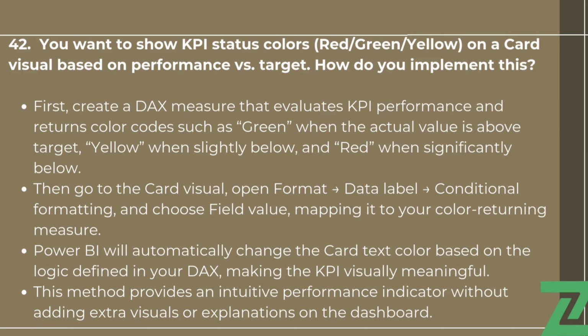Next, select the card visual and open the Format pane. Go to Data Label, choose Conditional Formatting, and select Field Value. Then map it to the measure that returns the colors. Power BI will now change the card text color automatically based on the logic in the DAX measure. This creates a clear and meaningful KPI indicator without adding extra visuals or explanations on the dashboard.